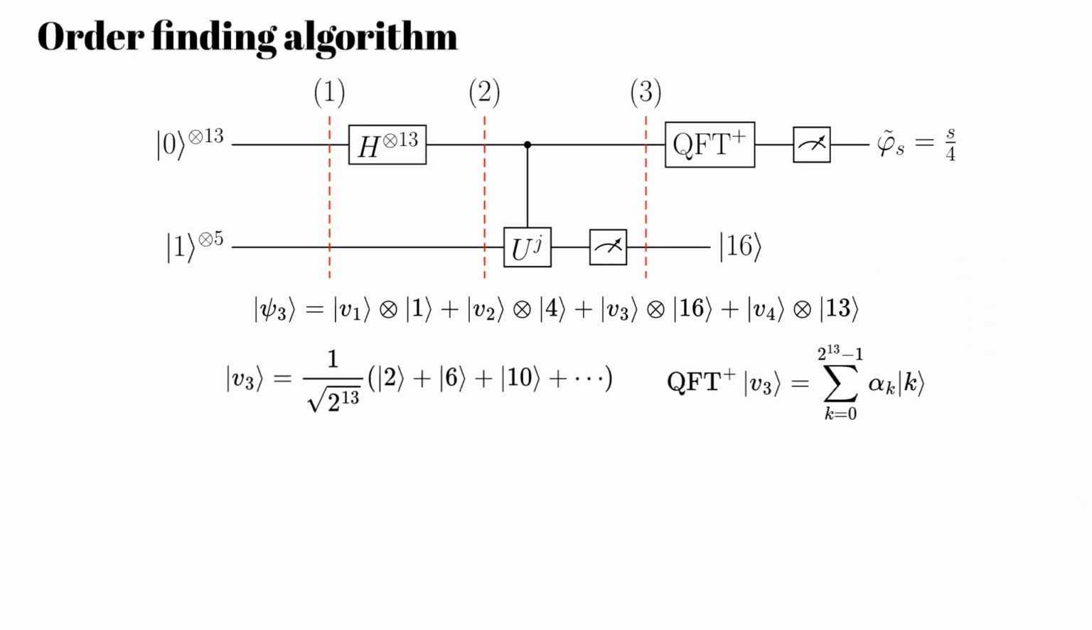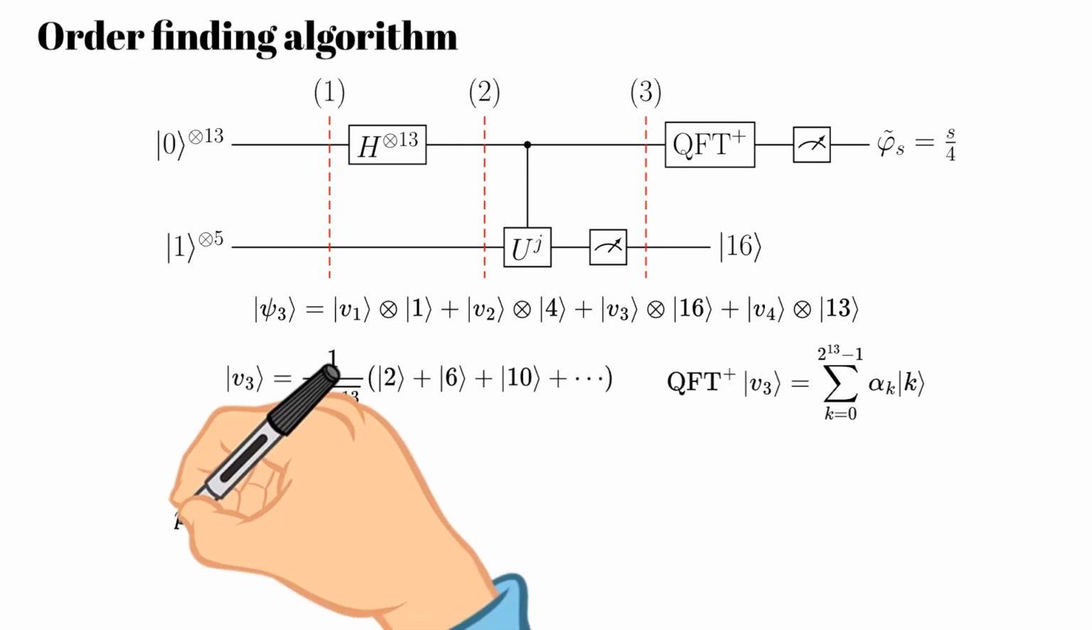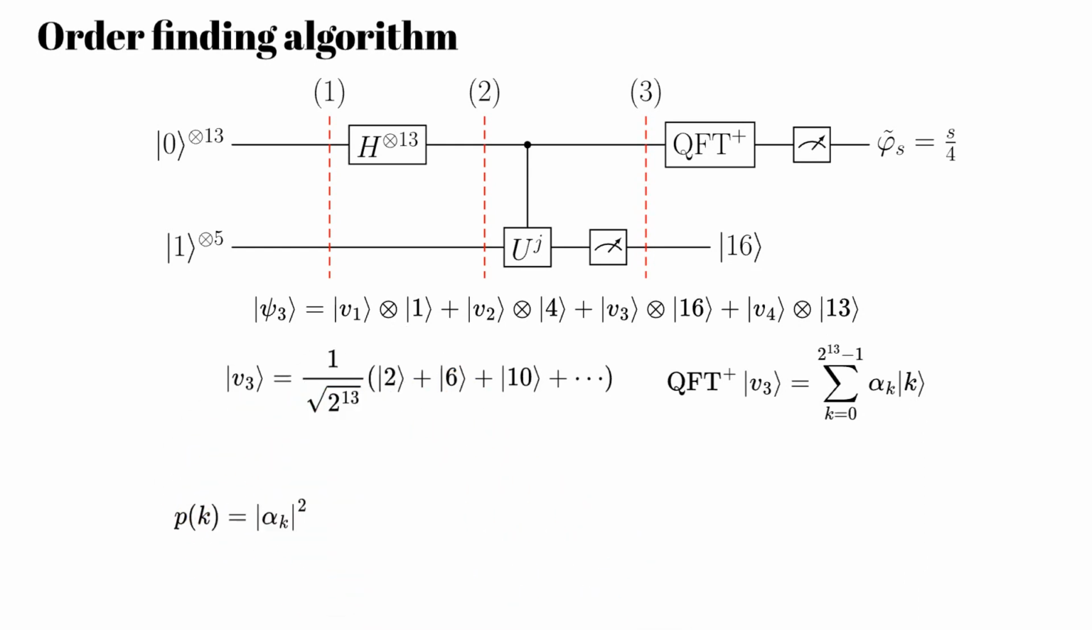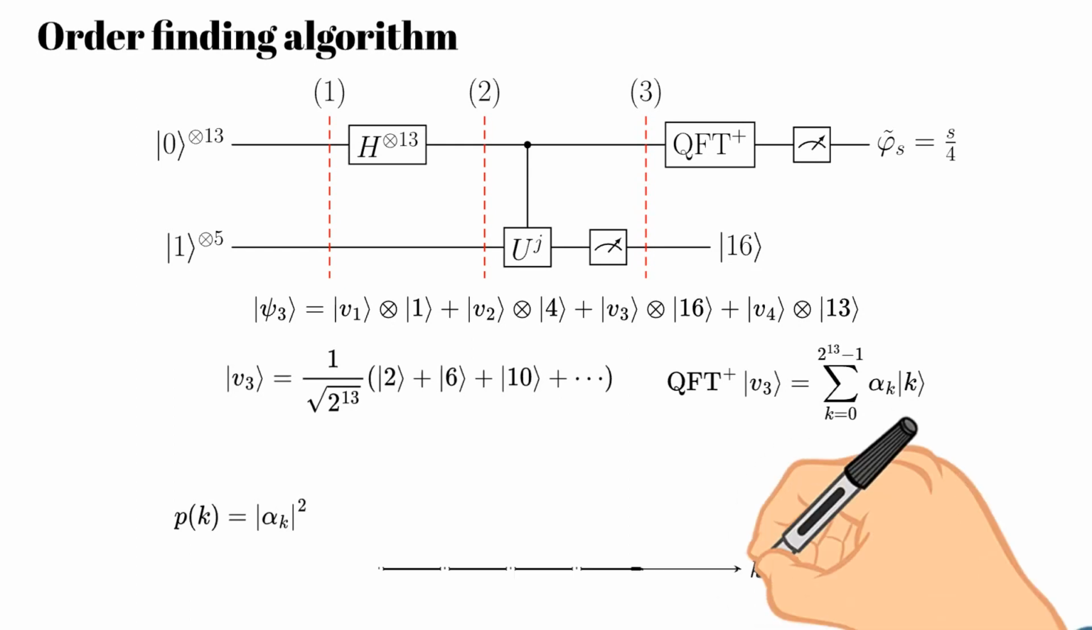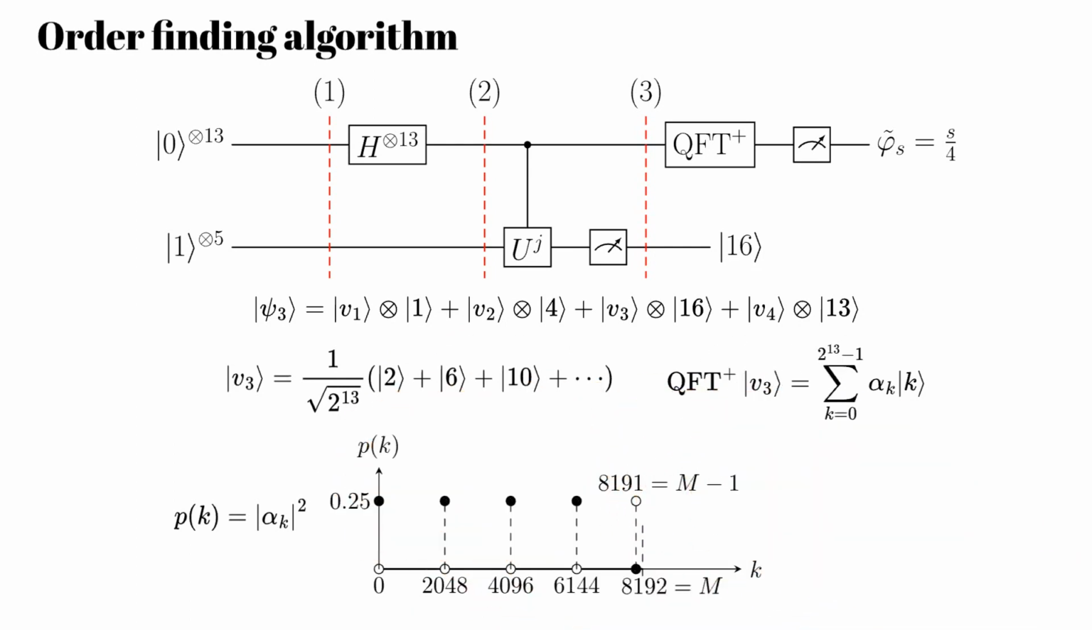The inverse quantum Fourier transform of v sub 3 results in a new superposition alpha sub k times ket k, where k runs from 0 to 2 to the power of 13 minus 1. When we finally measure the first register, the probability distribution p of k equals the absolute value squared of alpha sub k. It turns out this distribution is non-zero only for 4 discrete values of k, and it's 0 everywhere else. That's why we only have 4 possible different values when we measure the first register.